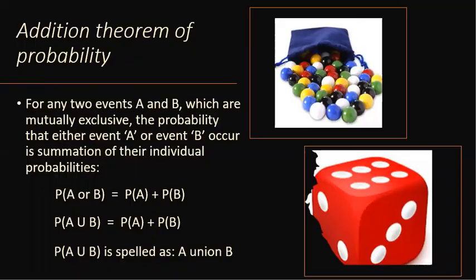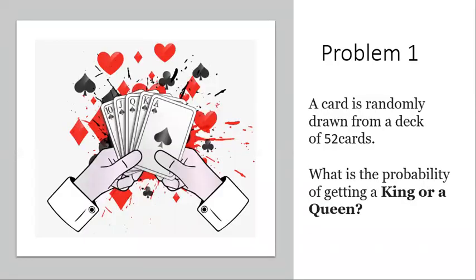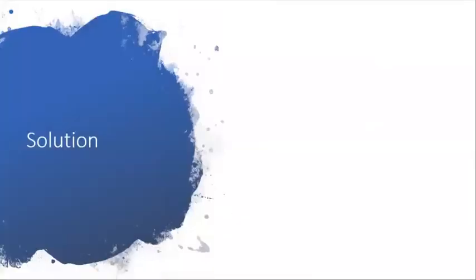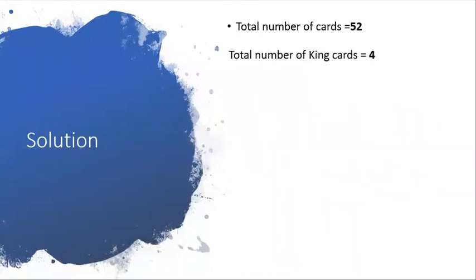Let's move forward to solve some problems. A card is randomly drawn from a deck of 52 cards. What is the probability of getting a king or a queen? This is an example of mutually exclusive events, as we can get only a king or a queen, we cannot get both in a single draw. Total number of cards is 52. Total number of king cards is 4, as there are only 4 kings in a pack. So the probability of getting a king is 4 by 52, which results in 1 by 13.